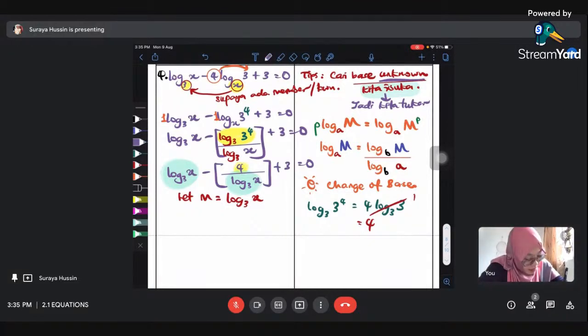Because when you do let M, you akan senang untuk selesaikan lagi daripada dalam log. You akan dapat M tolak 4 bahagi M plus 3 is equals to 0. And then you can times each term with M sebab nak cancelkan M di bawah.